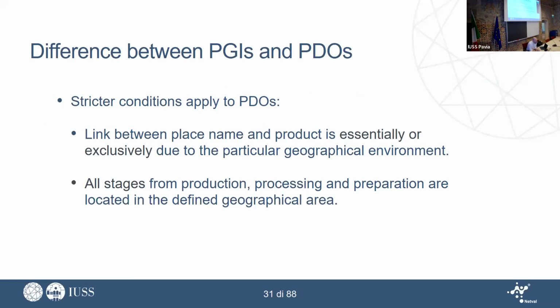The difference between PGIs and PDO. PDO has stricter requirements than the PGI. In the case of the PDO, the qualities or the characteristics of the product must be essentially or exclusively due to a particular geographical environment with its natural and human factors. By contrast, a geographical term can be considered a PGI when the product's quality or reputation is attributable to its geographical origin.